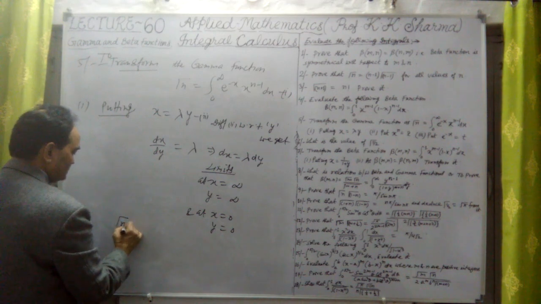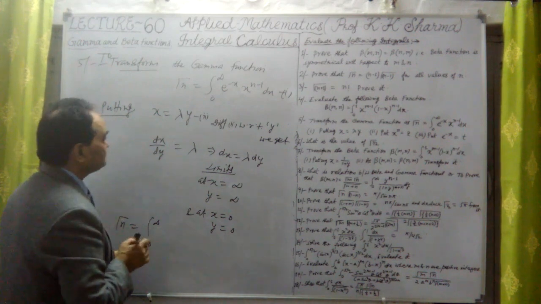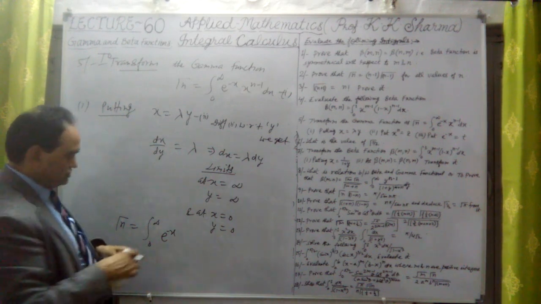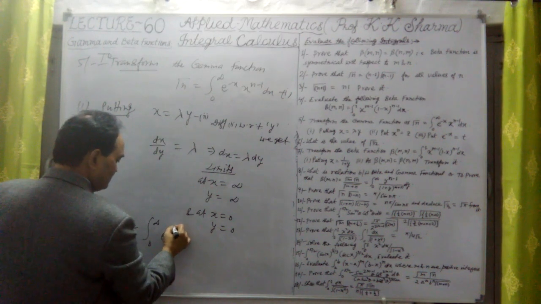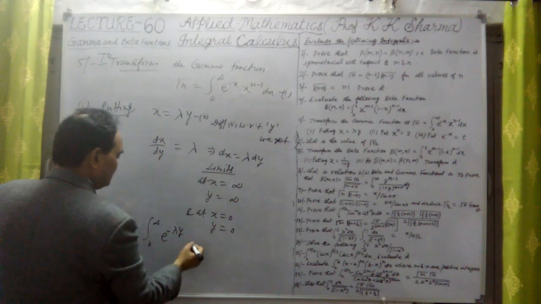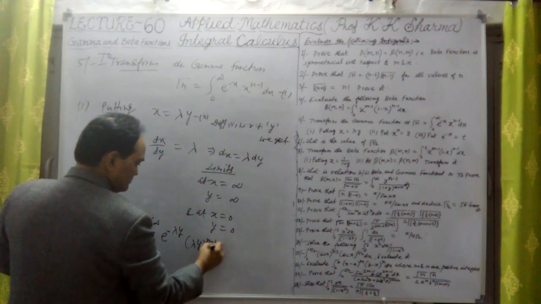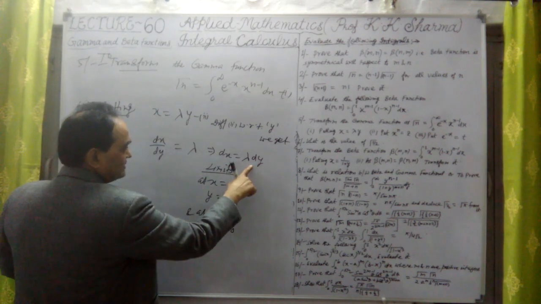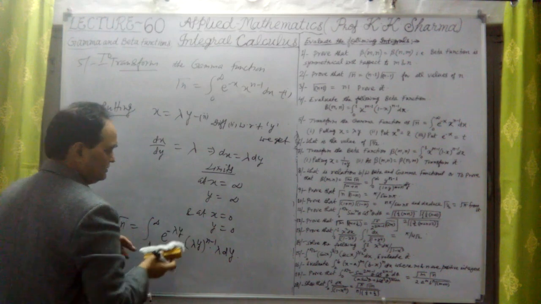Therefore, gamma function n is equal to the integral from 0 to infinity of e raised to the minus x, where we have changed x. What is x we have substituted? x will be lambda y. So e raised to the power minus lambda into y, into x, which is lambda y, whole power n minus 1, into dx, which is lambda into dy. Okay, this we have obtained here.